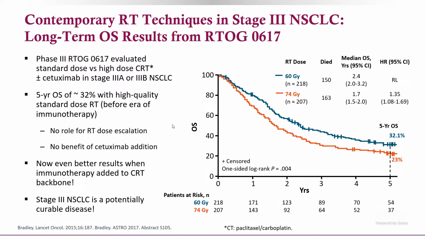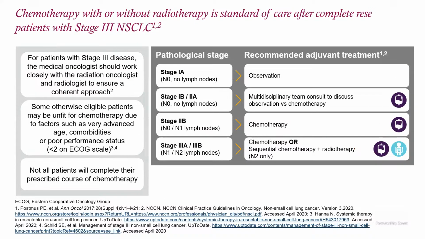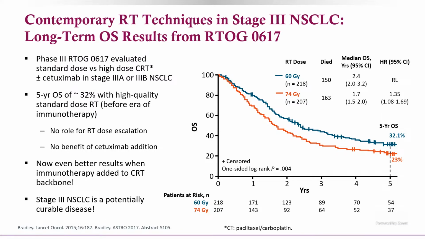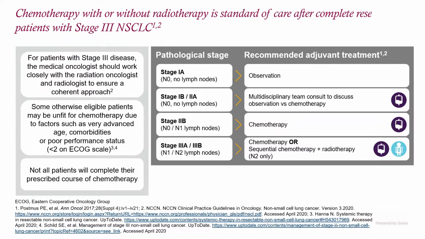So there has been an attempt at dose escalation in the RTOG 0617 trial, where conventional 60 Gy in 30 fractions was compared to 74 Gy in 37 fractions. What we have seen is that with dose escalation, there is no improvement in overall survival. Actually, the dose escalation was detrimental for the patient, and based on that, we stick to the conventional 60 Gy in 30 fractions with concurrent chemoradiotherapy for most of our patients.